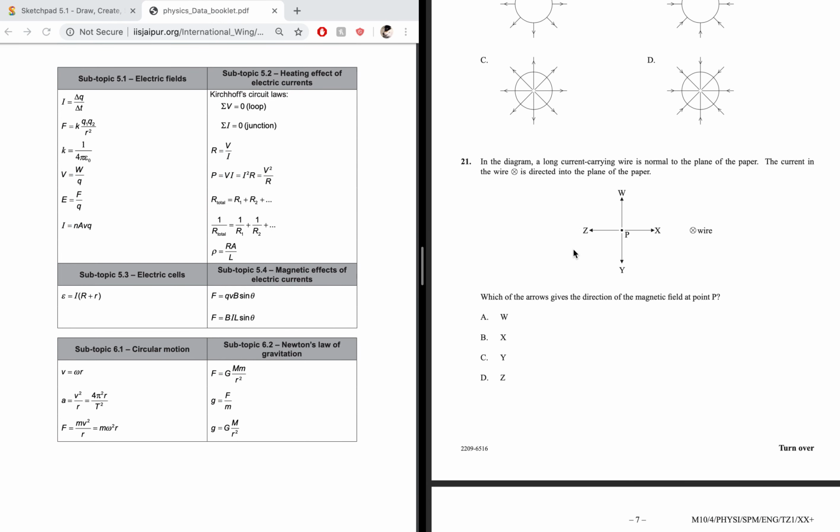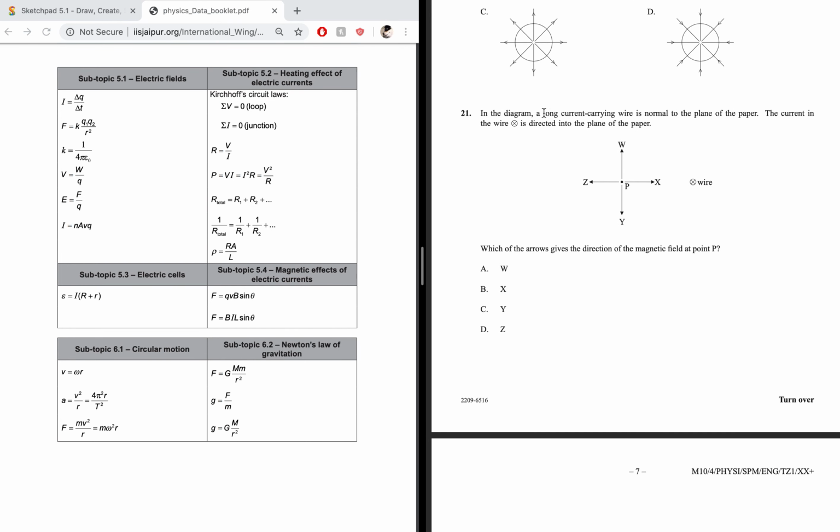Okay, so in the diagram, a long current-carrying wire is normal to the plane of the paper. The current in the wire is directed into the plane of the paper. Okay, so it's going into your screen. So we can use the right-hand rule here. I don't have a camera, but I'm making a thumbs up with my right hand, and I'm pointing my thumb towards the X. It's going into my screen.